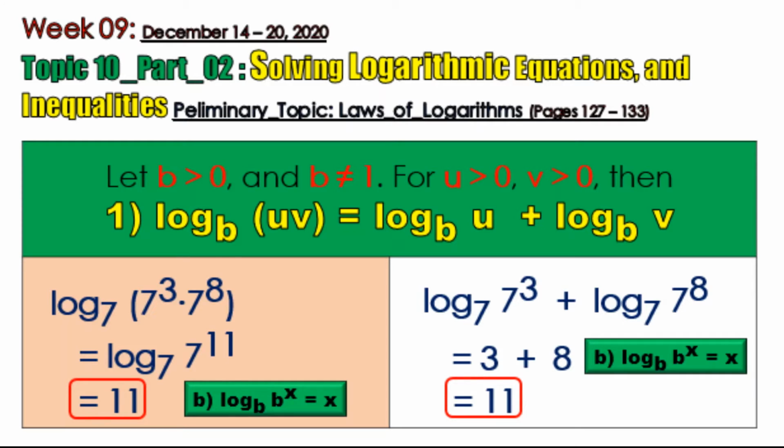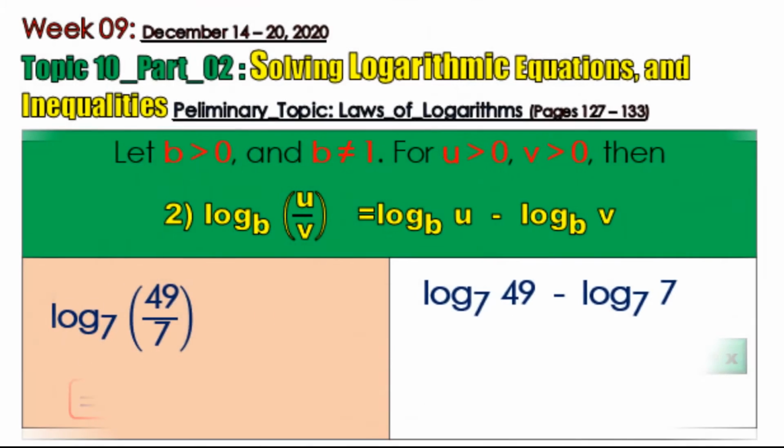So they are equal. Okay, so the logarithm of 7 cubed times 7 raised to 8 to the base 7 is equal to the logarithm of 7 cubed to the base 7 plus the logarithm of 7 raised to 8 to the base 7. So for the example of the second law, let us check if the logarithm of 49 divided by 7 to the base 7 is equal to the logarithm of 49 to the base 7 minus the logarithm of 7 to the base 7.